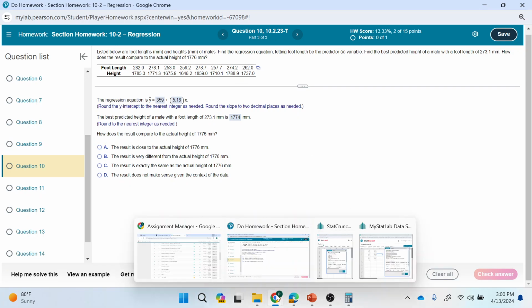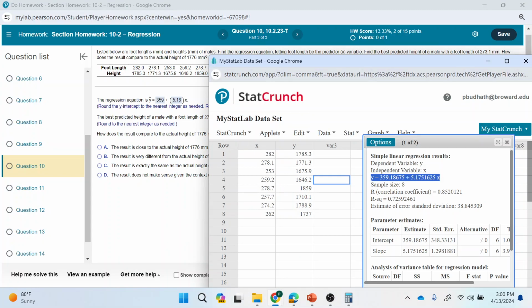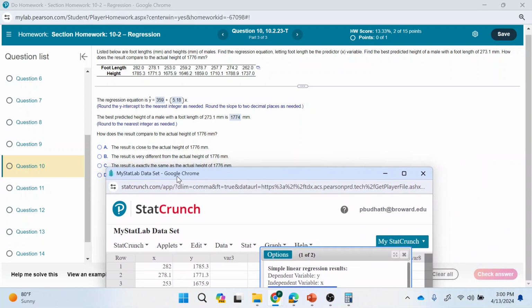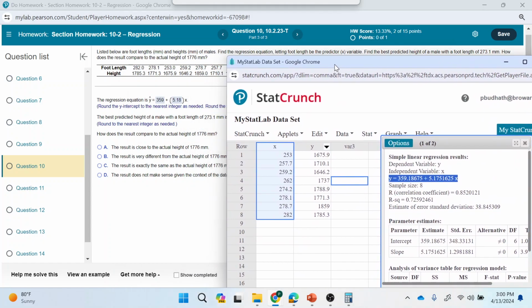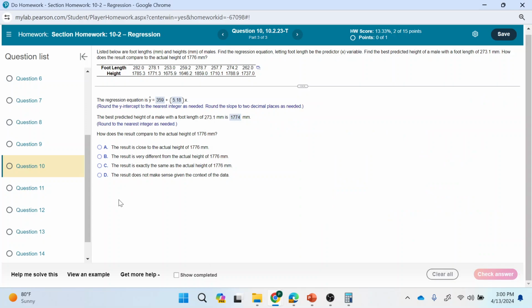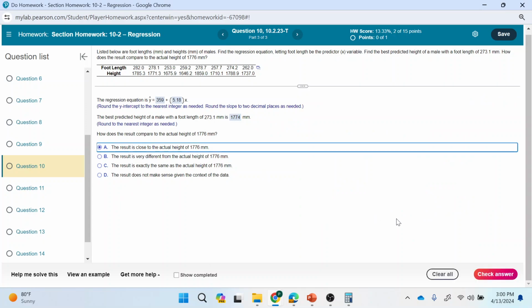Now how does the result compare to the actual height? Check your actual data. What is the height for 273? Is there 273 here? 274 is there. Let me just sort the table. 274.2 is approximately 1788, and now we would like to predict for 273, which is close to this value, so it's supposed to be less than 1788. It looks very close. The result is close to the actual height of 1776 millimeters, right?